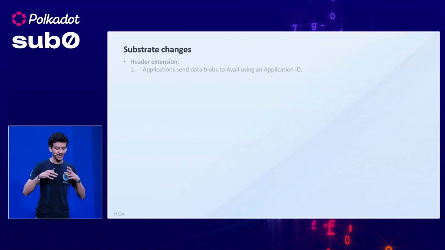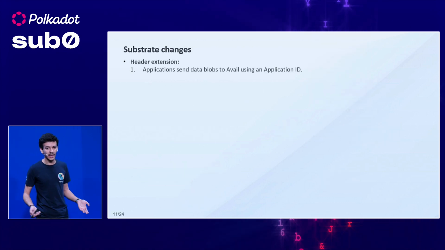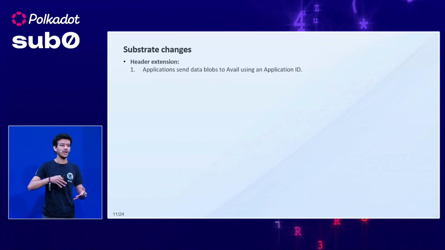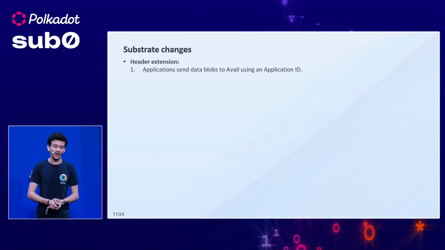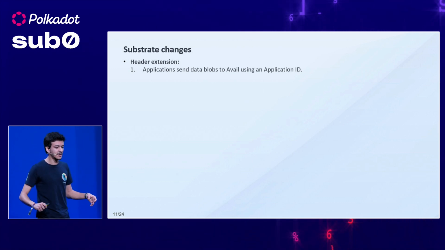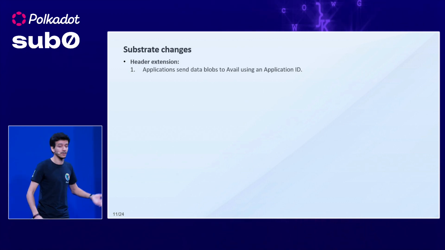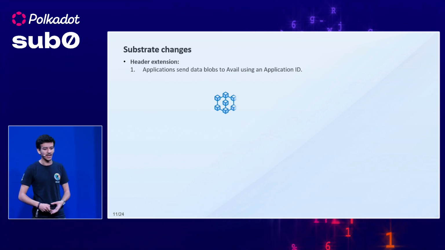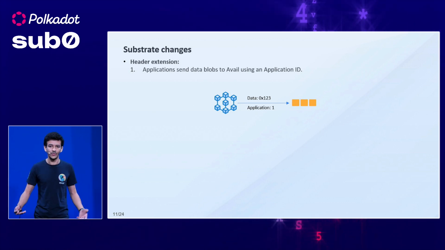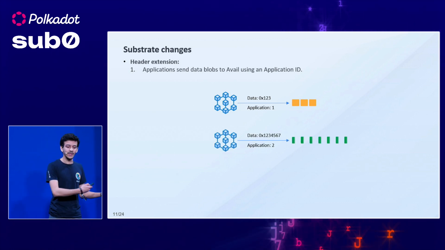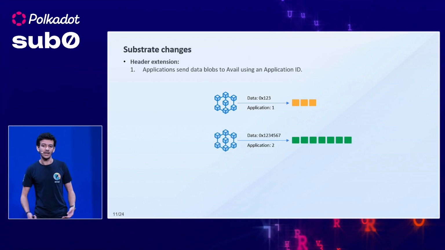So now let's take a look at what the process would look like to actually send data, and what will be not the lifetime, but the flow of this data on our chain. Typically, an application will send data blobs or data bytes to Avail using an application ID. Let's say, for example, this rollup will send the data 1 to 3 using application 1. The next rollup will send 1 to 7 using application ID 2.